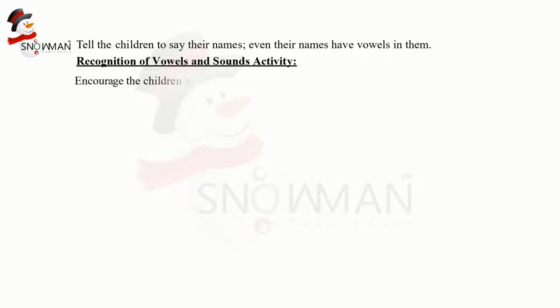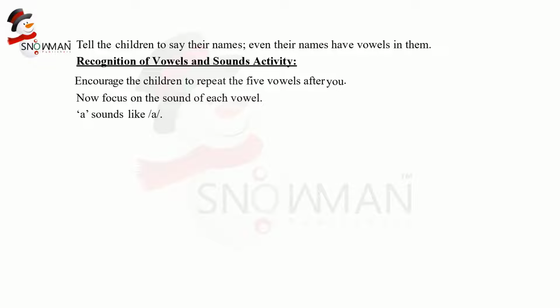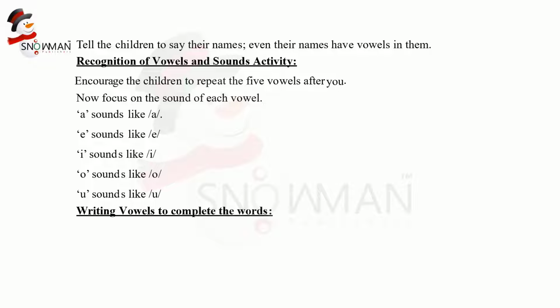Encourage the children to repeat the 5 vowels after you. Now focus on the sound of each vowel. A sounds like A. E sounds like E. I sounds like E. O sounds like O. U sounds like A. Writing vowels to complete the words.